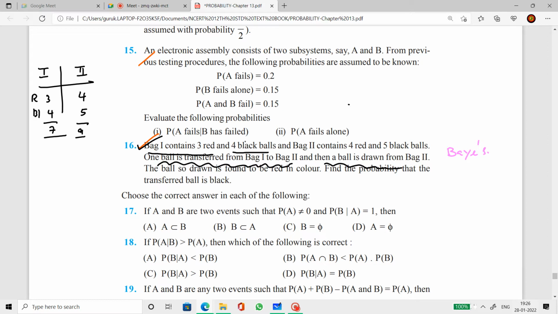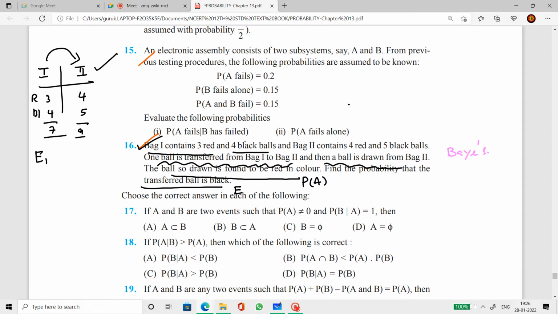So in normal course, we transfer a ball from bag 1 to bag 2 and then a ball is taken from bag 2. The ball so drawn is found to be red in color. So this is our total probability, drawing a red ball. Find the probability that the transferred ball is black. So the E statement is this: E is the transferred ball is black.